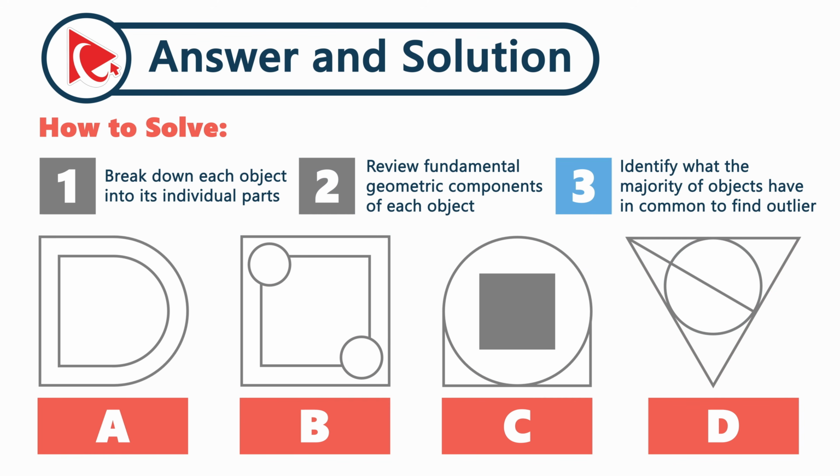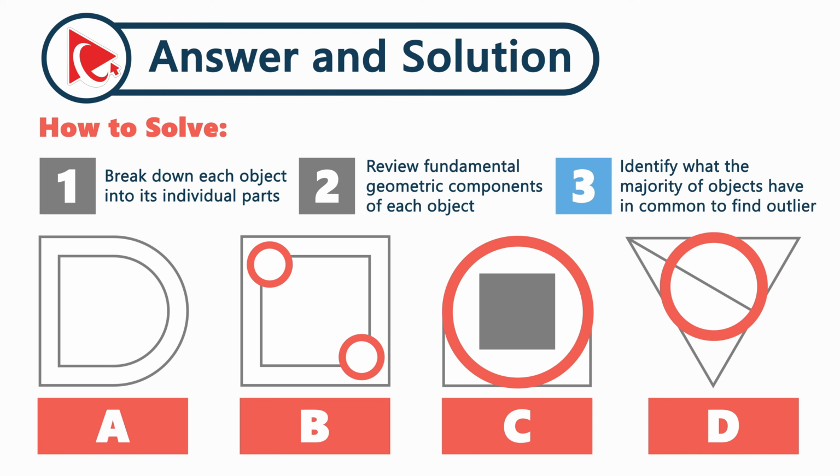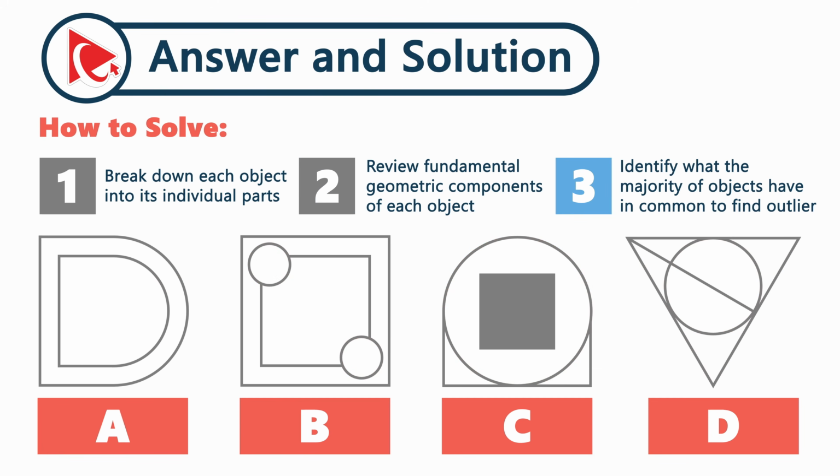As you can see, objects B, C, and D all have a circle in common. And object A does not have a circle, which means that object A is the odd one, since it has rounded areas but does not have a full circle. And the correct answer here is choice A.